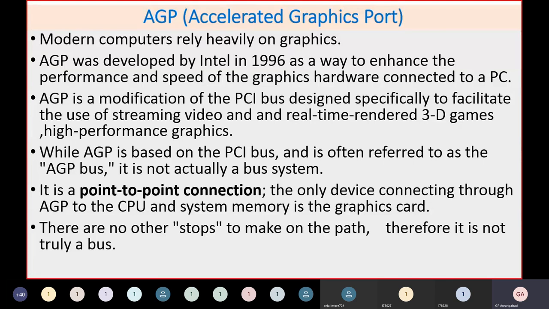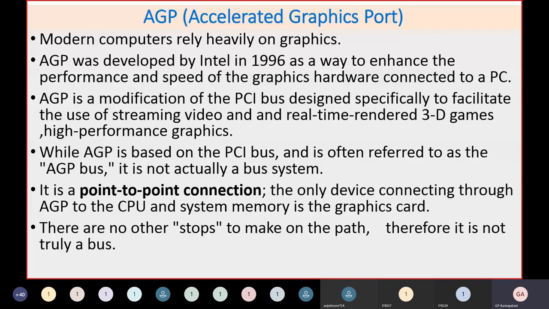While AGP is based on the PCI bus, it is often referred to as the AGP bus. As I said, it is not actually a bus system. It is very similar to the PCI bus, but it is not called a bus, it is a port. This is simply because AGP is a point-to-point connection. In fact, you will find AGP is directly connected to your memory. There is no data transfer from memory to CPU and then CPU to AGP.